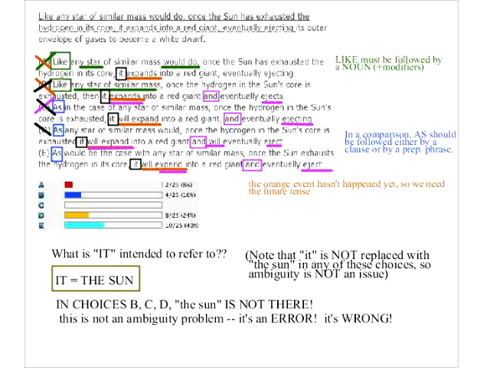Okay, so there are two points here. Point number one is that possessives are not actually nouns at all. Possessives are adjectives, not nouns. So the sun's core is like the red core, the blue core, the big core, the small core. Functionally, they are adjectives. They're not nouns.